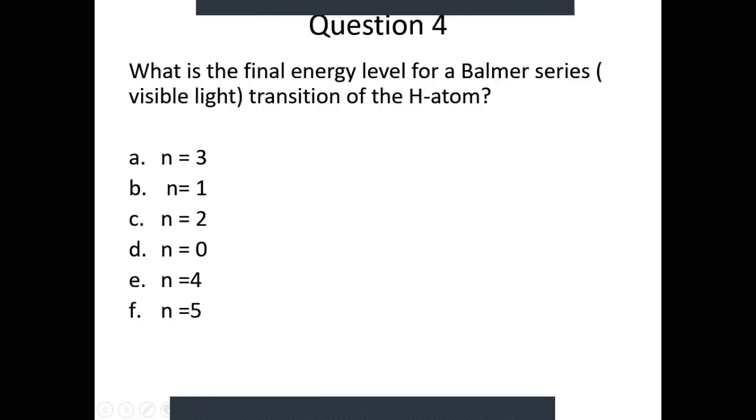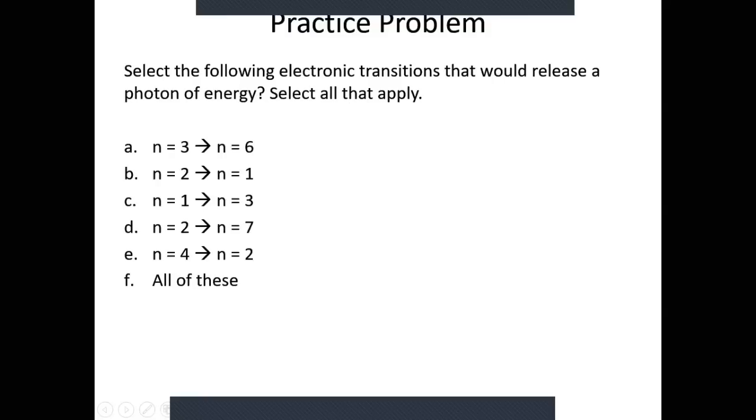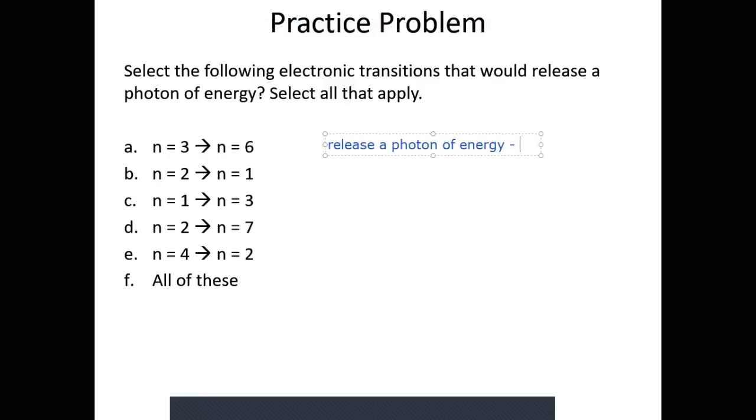One last example. Here we want to know which of the following electronic transitions would release a photon of energy. So to release a photon of energy, start from a high energy level. The initial energy level is greater than the final energy level. So if the initial energy level is greater than the final energy level, you'll release a photon of energy. So let's check.